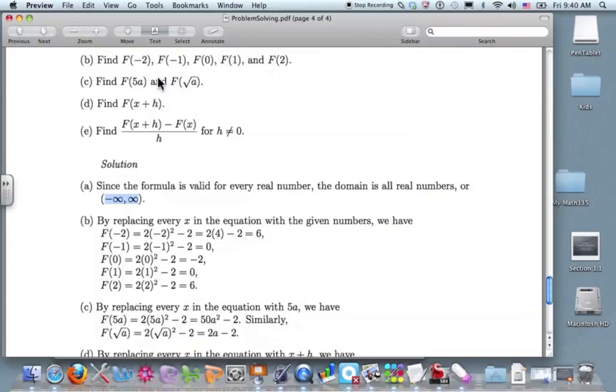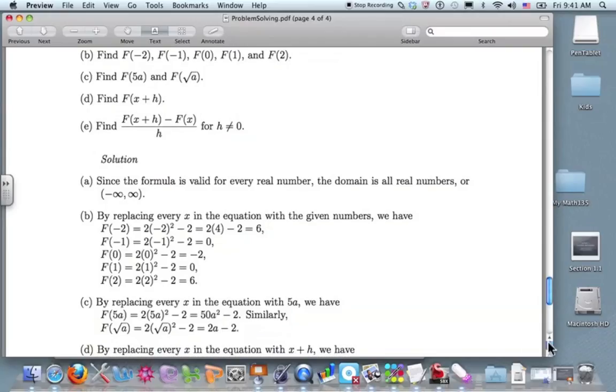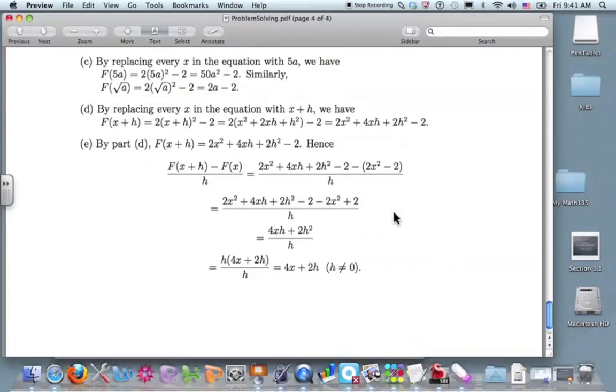For f of 5a and f of square root of a, follow example 3, and we'll look at this term first. We'll see square root of a got squared, so we can simplify it to be a. So we get the answer 2a minus 2. Now, part D is getting ready for part E. So that's my recommendation whenever we are given this formula.